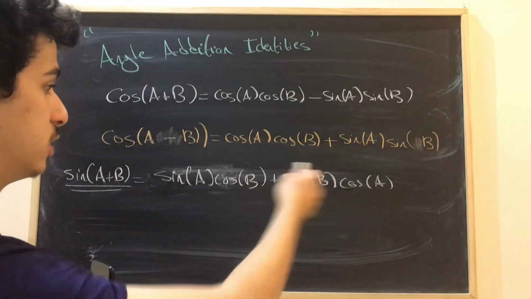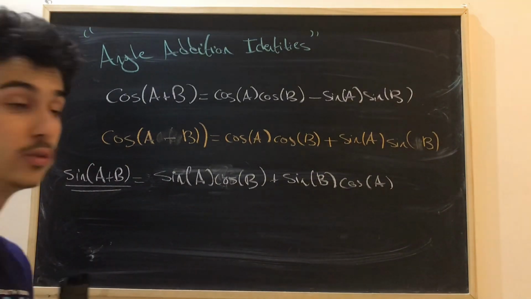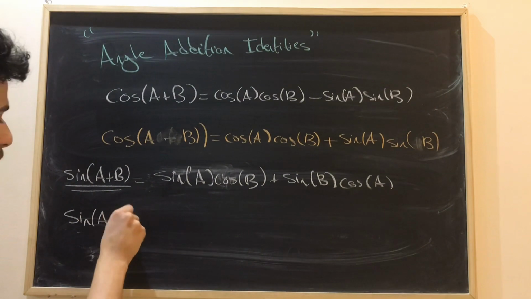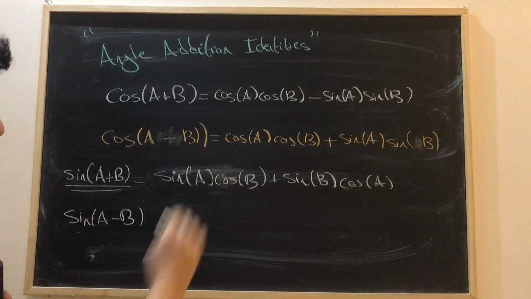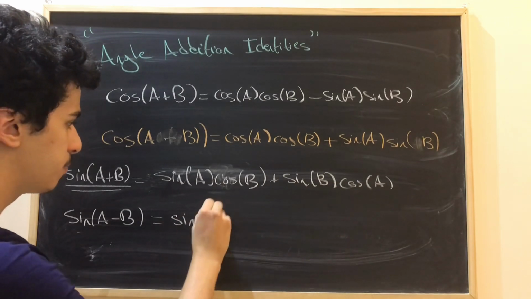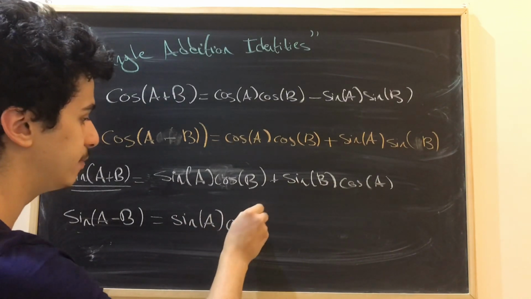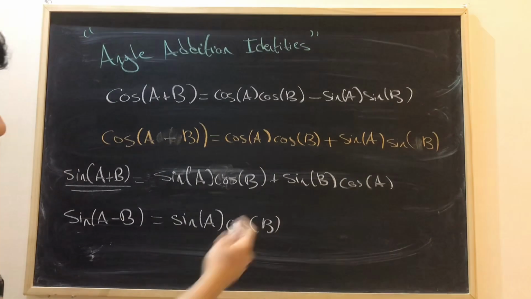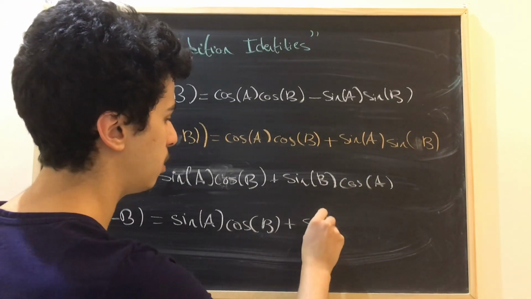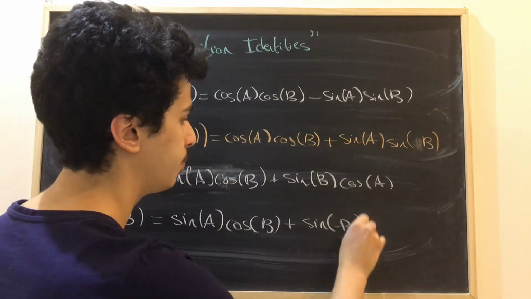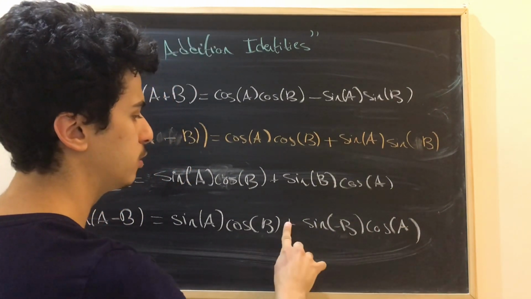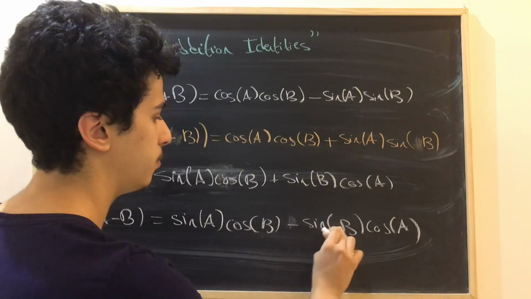Okay, so now we have this result and we can prove the difference identity. That'll be sine of (a minus b), and this will be just as easy as the last one. We'll have the sine of a and the cosine of negative b, but once again we can just write it as positive, plus the sine of negative b and the cosine of a. We can take the negative out, as we said, and there we go.